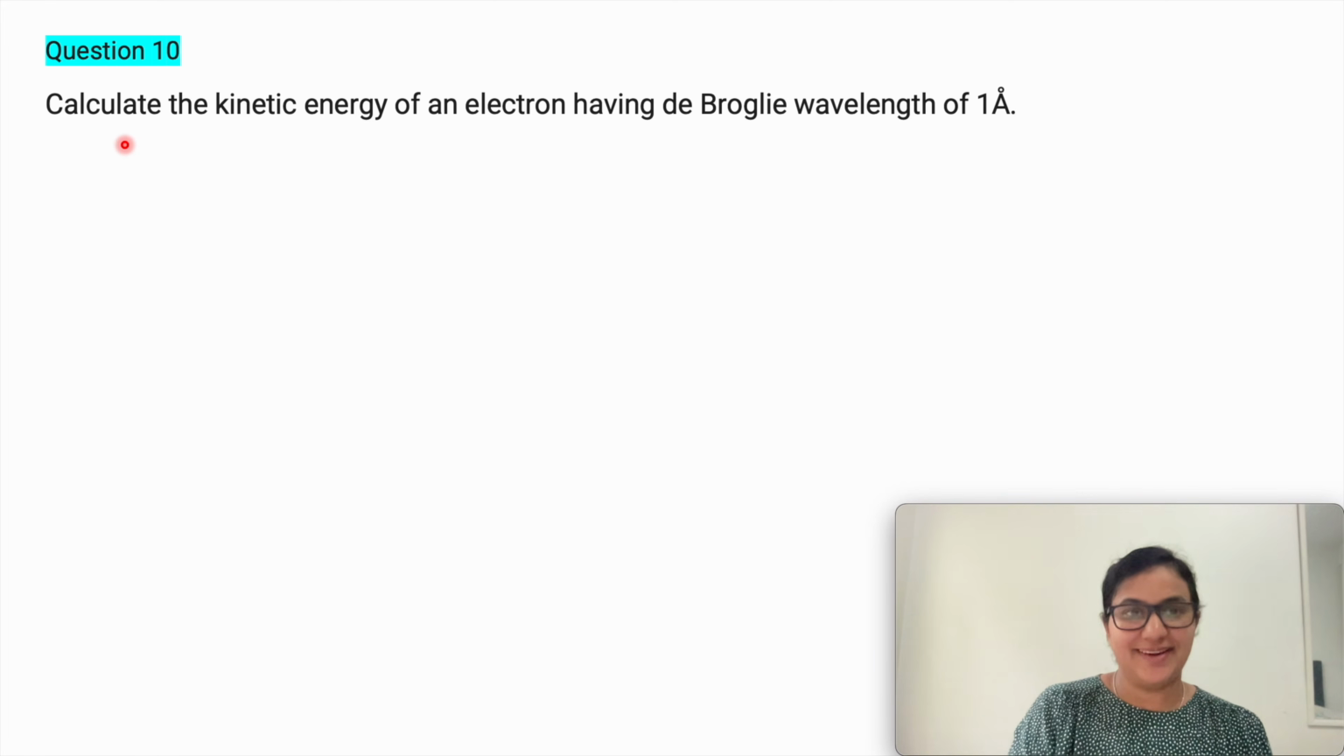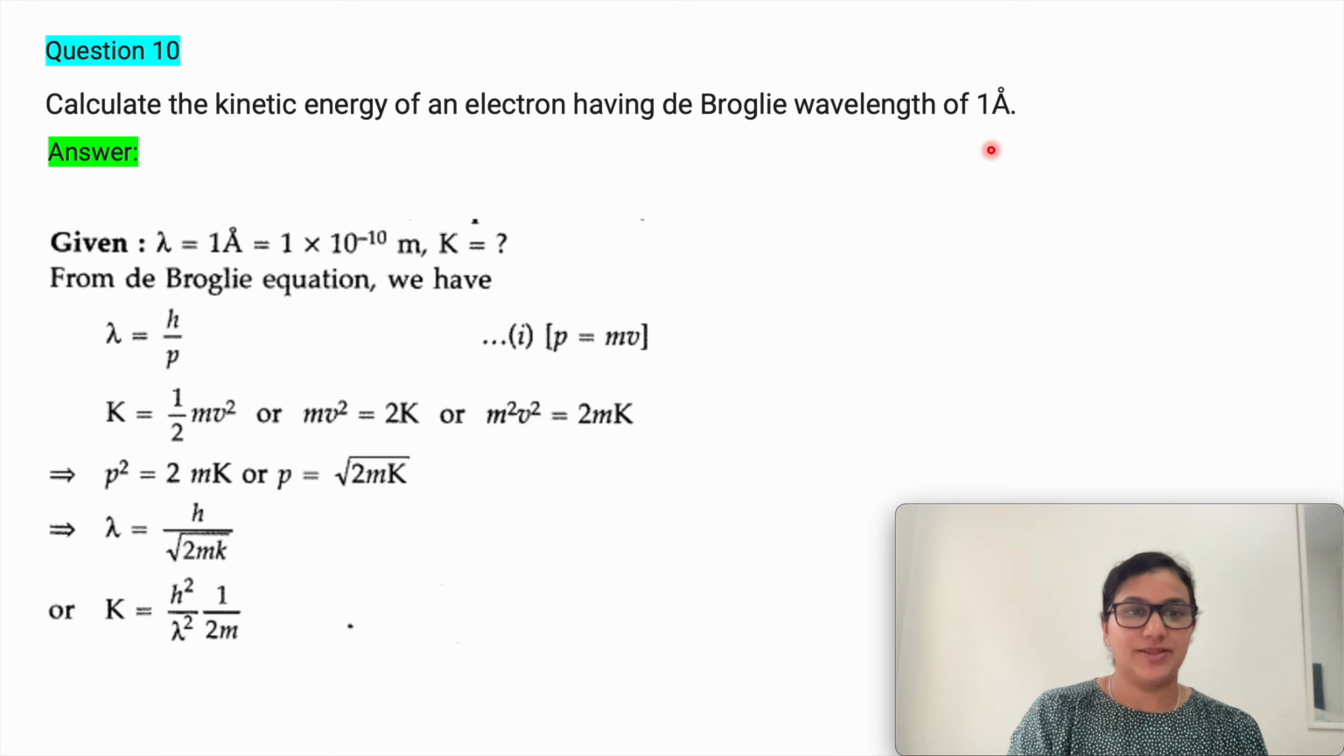Question number 10. Calculate the kinetic energy of an electron having de Broglie wavelength of 1 angstrom. So the answer is lambda is 1 angstrom. You have to convert into meter. So 1 angstrom is nothing but 1 into 10 power of minus 10 meter. Then you can calculate the kinetic energy from de Broglie's equation.